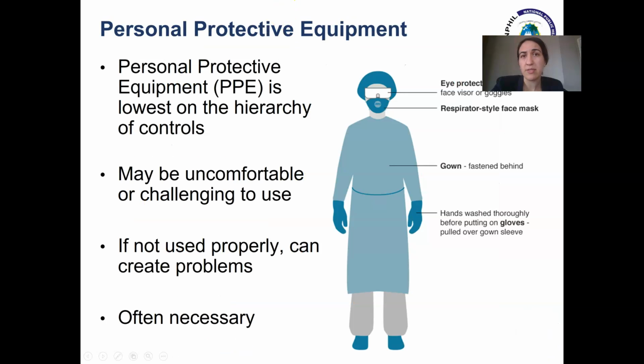Personal protective equipment is the lowest on the hierarchy because it relies on each person to use it correctly. It may be uncomfortable or challenging to use, and it may be less effective. However, it's often necessary.